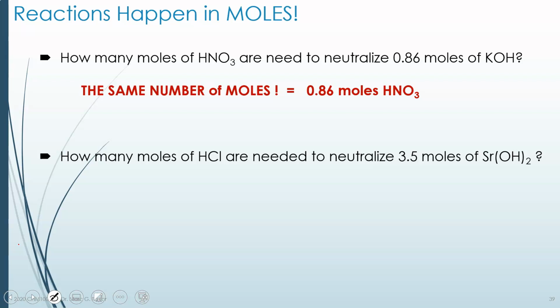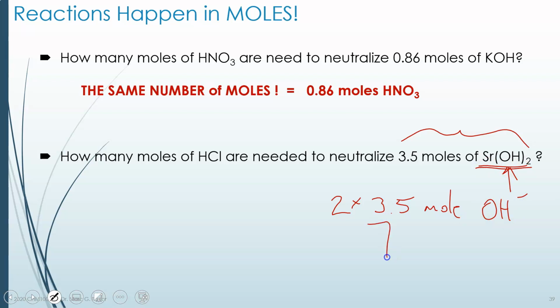The next problem: how many moles of HCl, hydrochloric acid, are needed to neutralize 3.5 moles of strontium hydroxide? Well, strontium hydroxide has 2 hydroxides for each strontium hydroxide. So if I have 3.5 moles of the compound, well then I must have 3.5 times 2 moles of hydroxide, because I have twice as many hydroxides. Every one of these will produce 2 hydroxides. So I really end up having 7 moles of hydroxide that I need to neutralize from this compound.